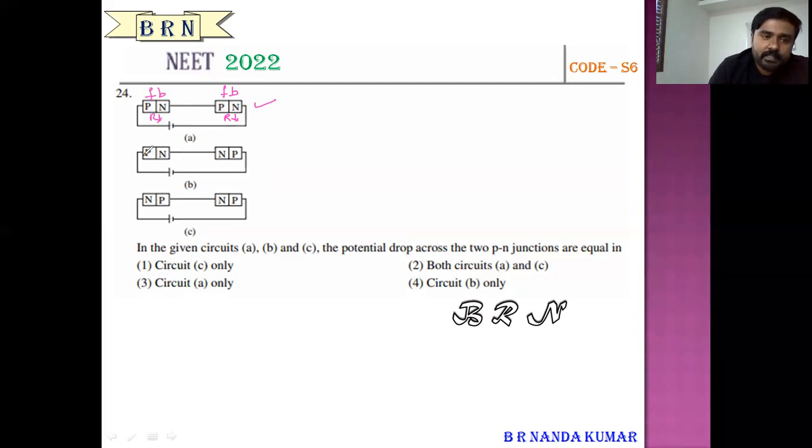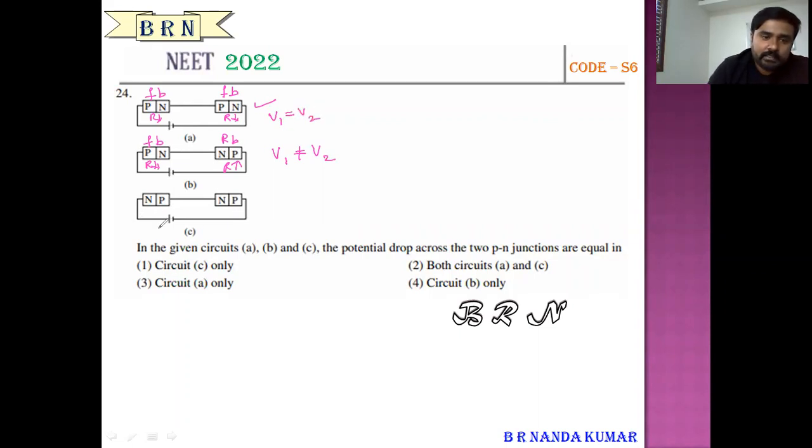In the second diagram, look, the p region is connected to positive and the n region to negative, so here one is forward bias. The p region is connected to positive, the n region to negative, so this is forward bias. The n region is connected to positive, the p region to negative, the reverse bias. So the resistance varies: resistance minimum, resistance maximum. The current is the same, but the potential difference is not equal. So in the first case the potential difference is equal.